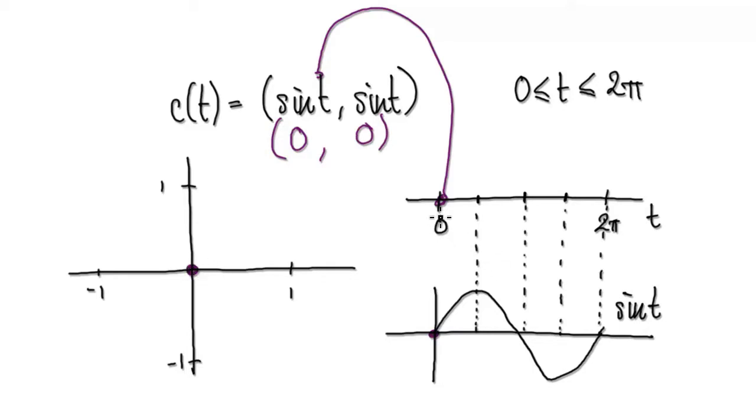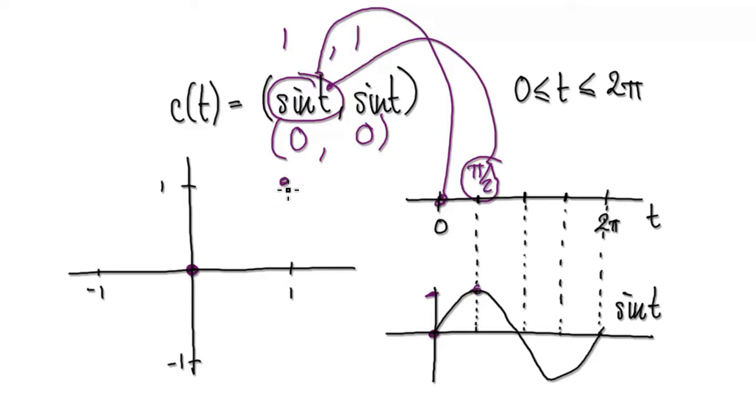When time is pi over 2, put this into here. Sine of pi over 2 will be 1. So the location when time is pi over 2, the location will be 1 because sine of pi over 2 is 1, comma 1. So it's going to be right here.